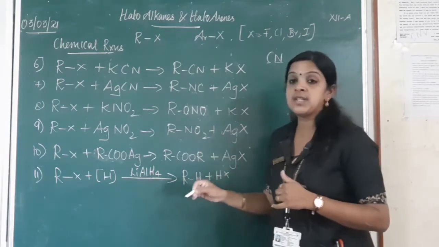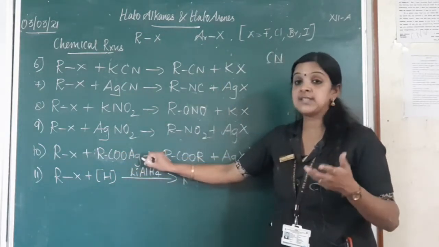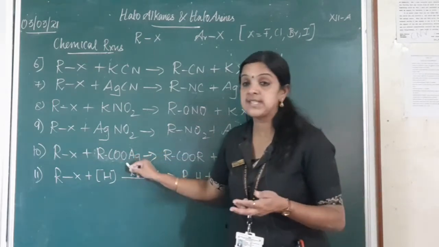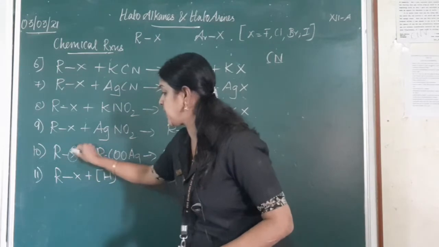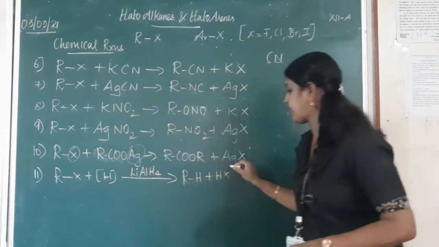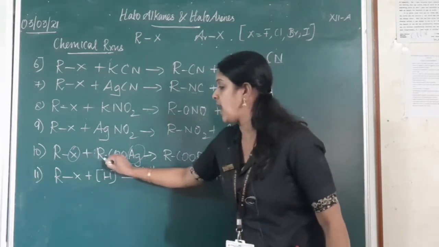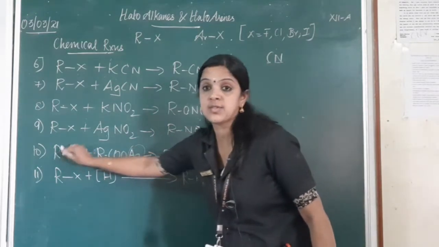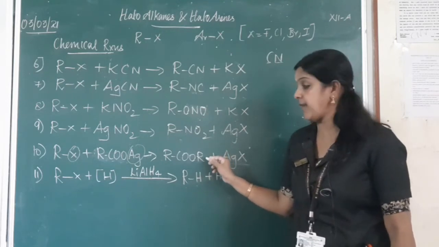The next reaction is haloalkanes when treated with silver salts of carboxylic acid, you get an ester. That is, this halogen combines with silver and gets precipitated as silver halide, and what is left over is RCOOR. So you get an ester here. So this is again for the formation of ester.